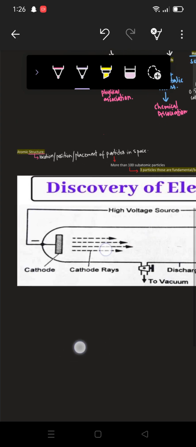So today we are going to discuss the discovery of subatomic particles, and we are going to discuss the discovery of the very first subatomic particle, which is the electron, right? Electron was discovered by J.J. Thomson. Let me write this here.